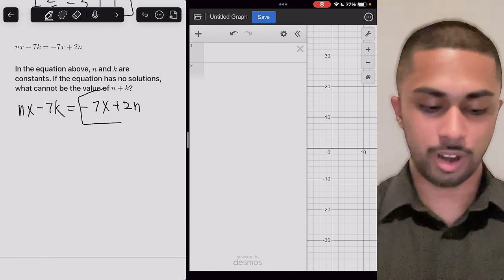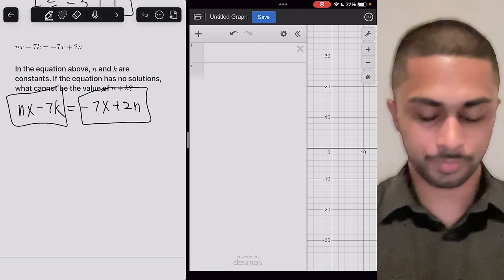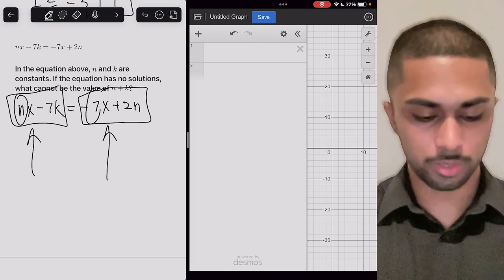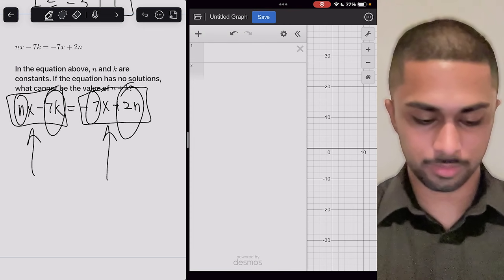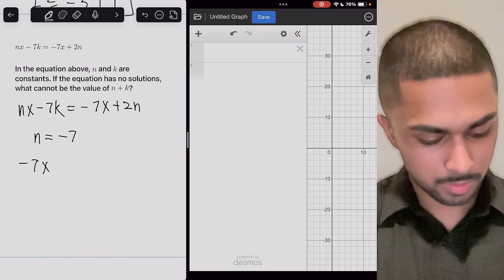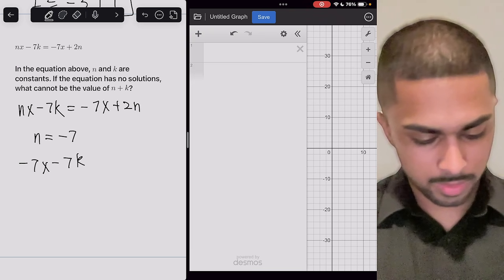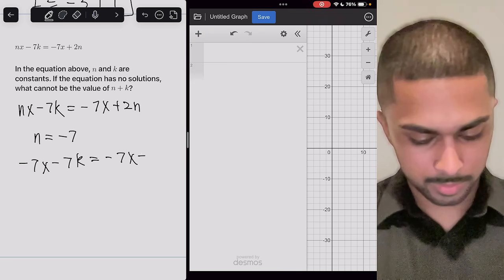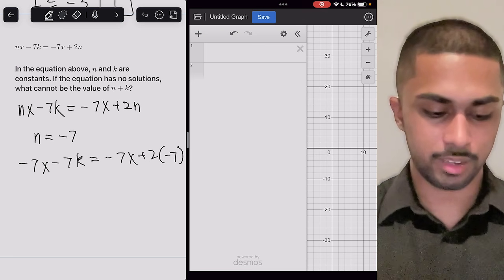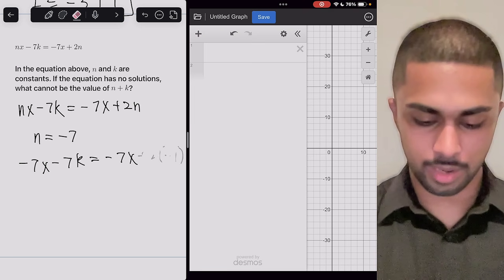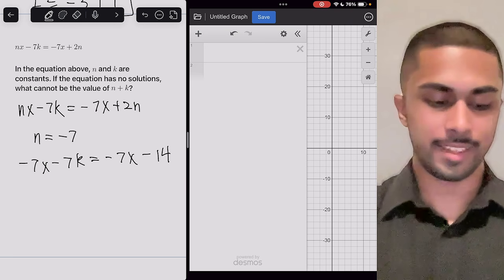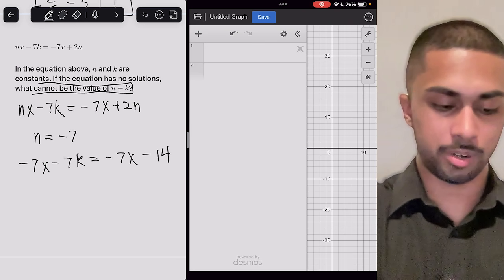So in this case, we have to figure out what types of functions these two are. And they both seem like lines because they both have slopes and they both have y-intercepts. So I'm basically just plugging in n equals -7. And then this turns into -14. Okay. This is a tricky part, this last part of the question.